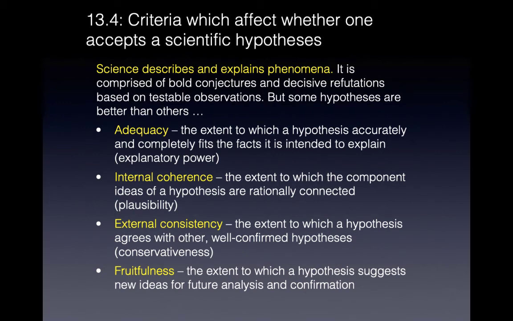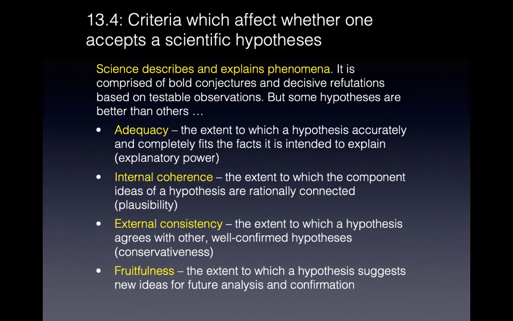And then there's something we call internal coherence or plausibility. Alternate stories are plausible even if only one is true. Plausible just means makes sense. There are no contradictions. Nevertheless, you can tell plausible stories about events and only one is true. So internal coherence refers to the extent to which the component ideas of a hypothesis are rationally connected, logically consistent, etc.